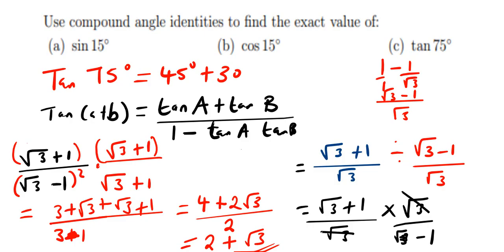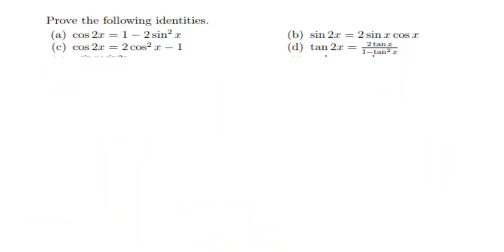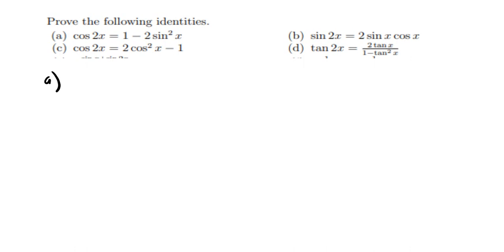So let's solve the next question. We are told to prove the following identities. So how do we prove the following? Let's start with the first one. We have cos 2x is equal to 1 minus 2 sine squared x. So how do we solve this one?